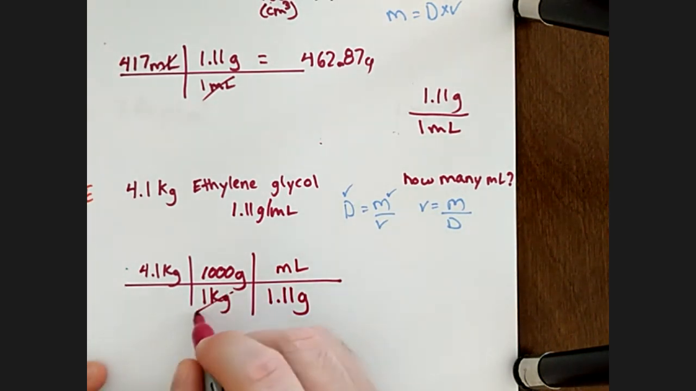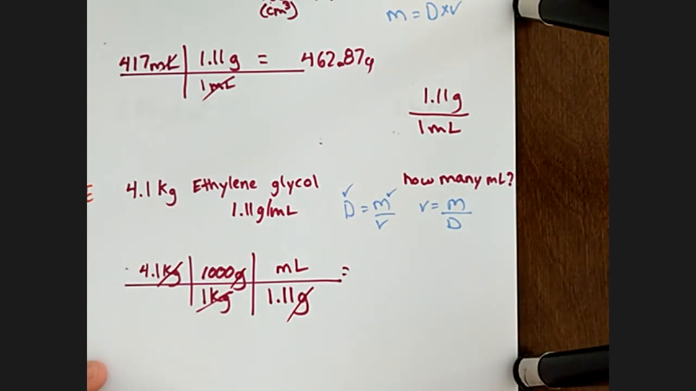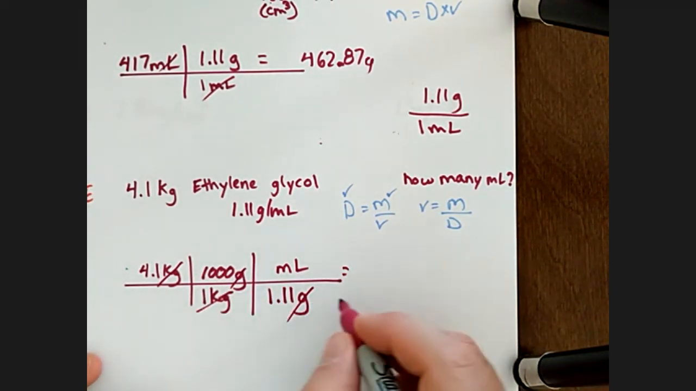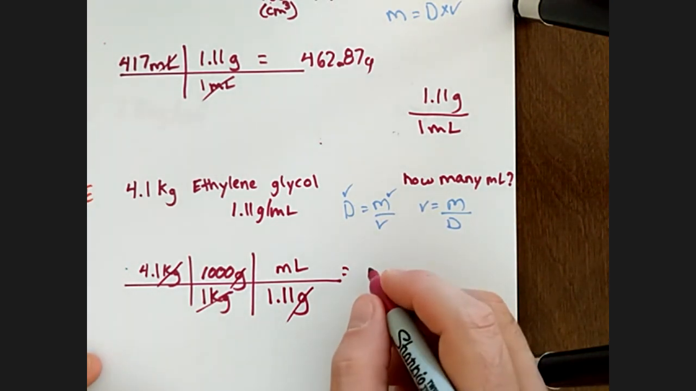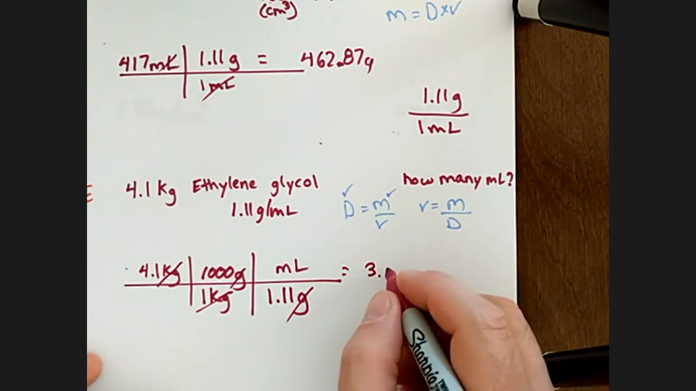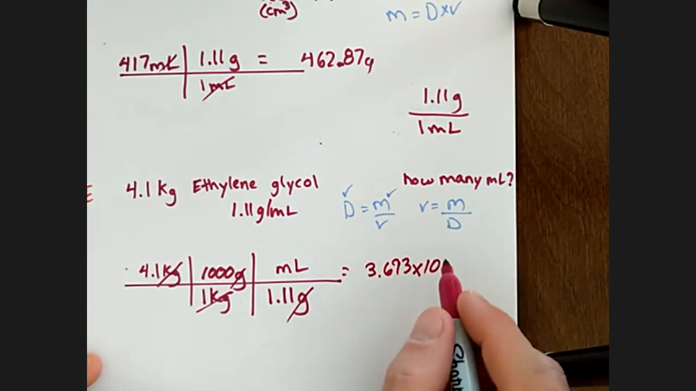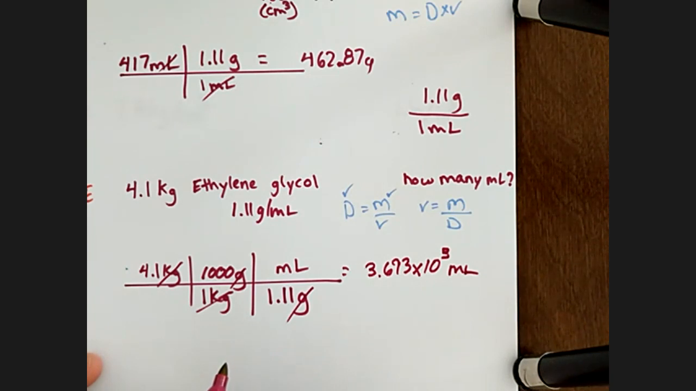So this means my kilograms are divided by kilograms, they go away. The mass divided by the mass goes away, leaving me only the volume term. Okay, and so if you multiply all the numbers on the top, divide by all the numbers on the bottom, parentheses are your friend if you're using a graphing calculator, you get 3.693 times 10 to the third milliliters.